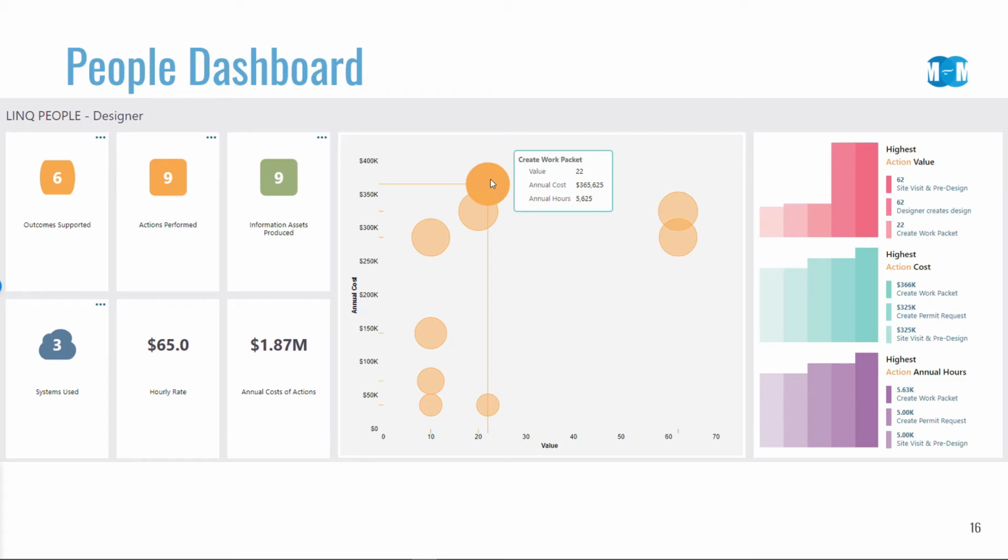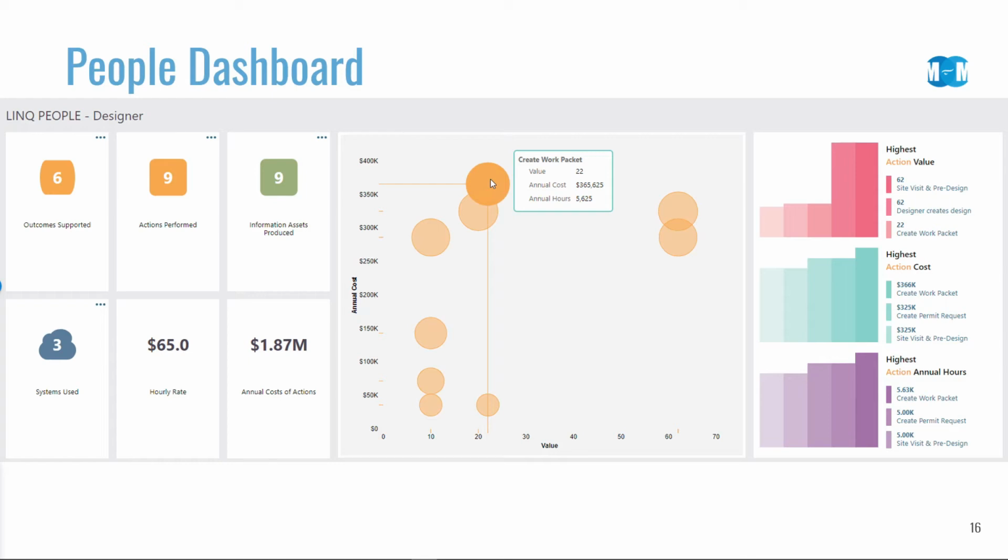I want to come back to the people dashboard to really illustrate the power of this tool. On one axis here, we can see that we have value, and on the other axis, we have the cost. And the value axis, when it gets to the 70 value, we can see that's the real high value actions that we value as an organization. Then down at the 10, that's a lower value, obviously.